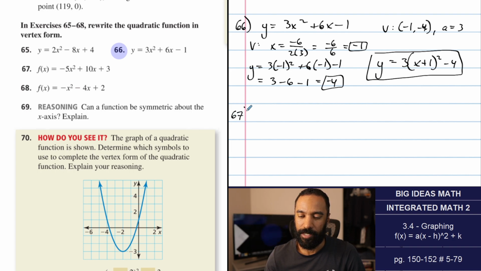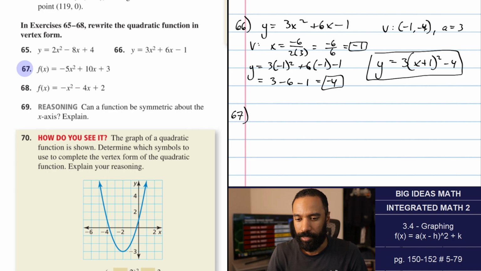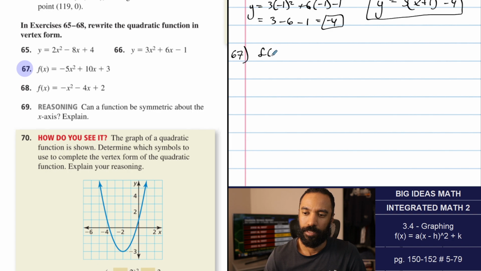Number 67. F of x equals negative 5. How long have I gone? Hour 52, almost 2 hours. F of x equals negative 5x squared plus 10x plus 3.